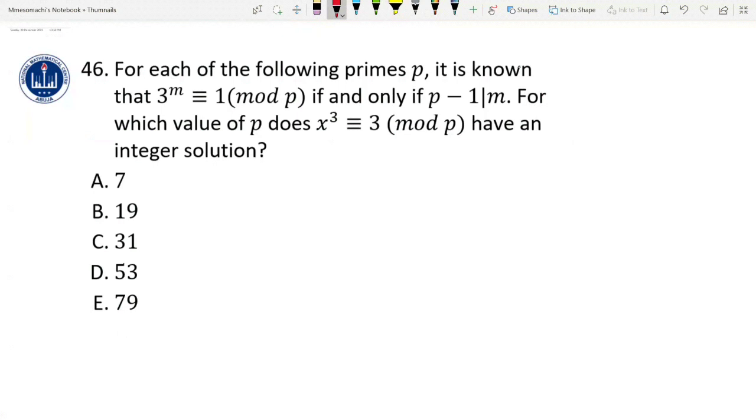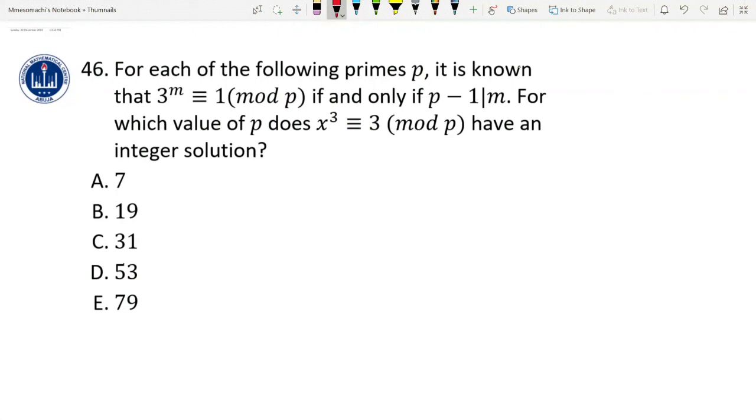So let's move on to the next number theory problem in the series, problem 46. It says, for each of the following primes P, it is known that 3 raised to the power m is congruent to 1 mod P if and only if P minus 1 divides m. For which value of P does x cubed congruent to 3 mod P have an integer solution?